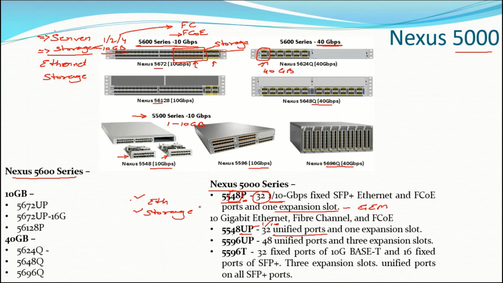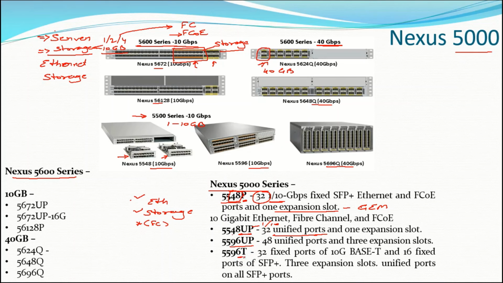Otherwise, what will happen if we do not have the unified port option available? Then we have to separately procure the storage port, for example, FC, native FC. But they removed this option. It says if you do not want to procure a Fibre Channel port or line card, then don't worry. You use a 5548UP kind of switch, which has inbuilt unified port options. Or if you want more ports, then you can use the 96UP, unified port.